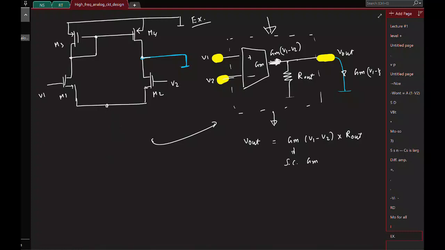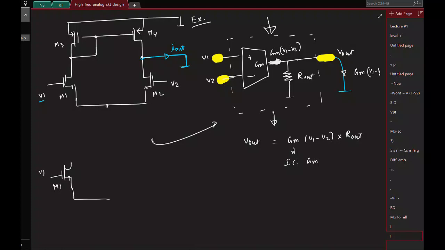So now this is the current we are interested in, and this current will arise both due to V1 and V2. So we'll again use superposition and find the contributions individually. So first let's find what is the contribution due to V1. So if I think about it, this is V1, this is a transistor M1.